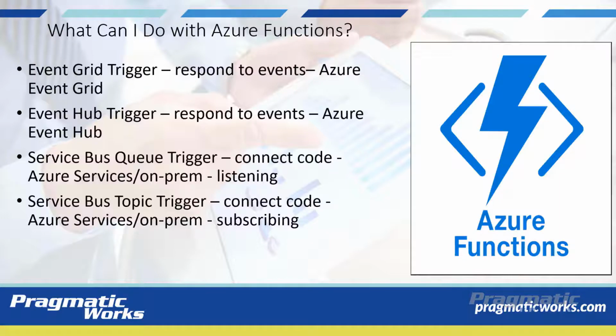With a service bus queue trigger, you can connect your code to other Azure services or on-premises services by listening to message queues. A service bus topic trigger allows you to connect your code to other Azure services or on-premises services by subscribing to topics. Azure Functions support triggers, which are ways to start execution of your code, and bindings, which are ways to simplify coding for input and output data.